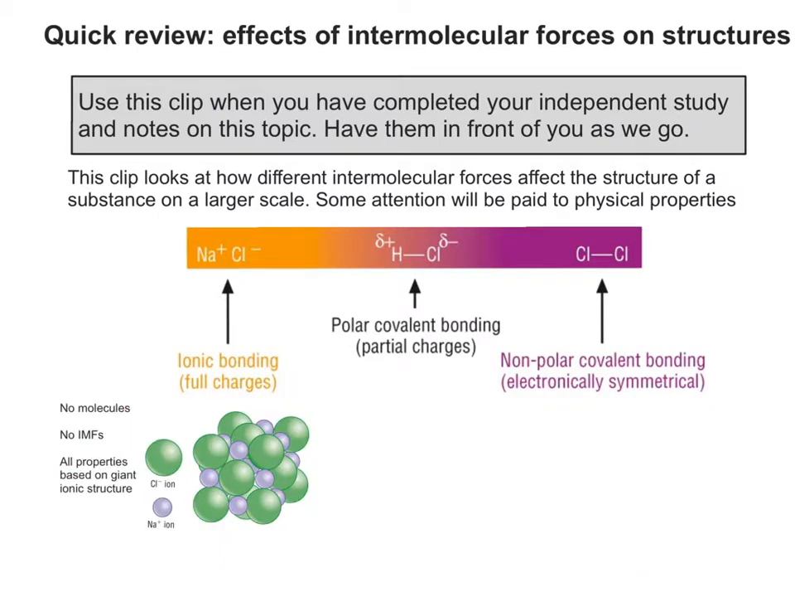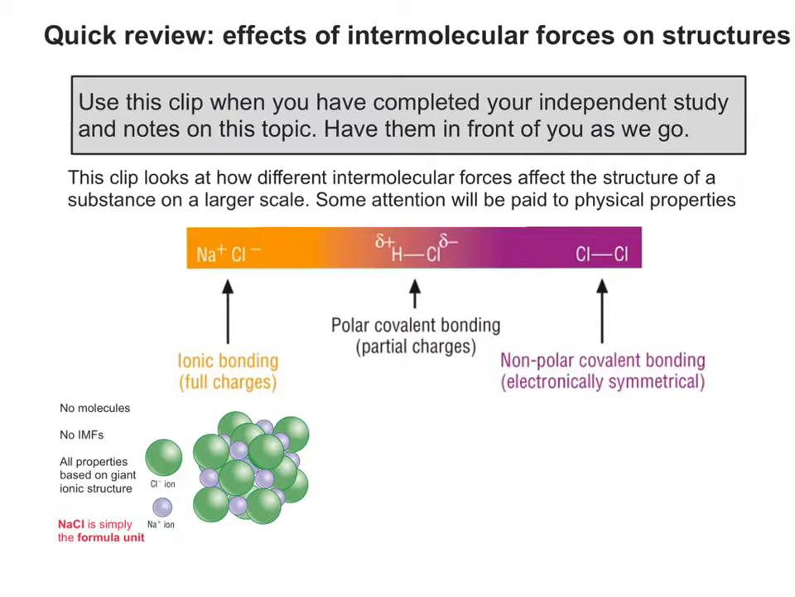So if we start at one extreme by looking at ionic substances, as you know, there's no molecules present, just a lattice of alternating positive and negative ions. There's no intermolecular forces because there's no molecules, so all properties are based on the giant ionic structure. So NaCl is simply the formula unit.